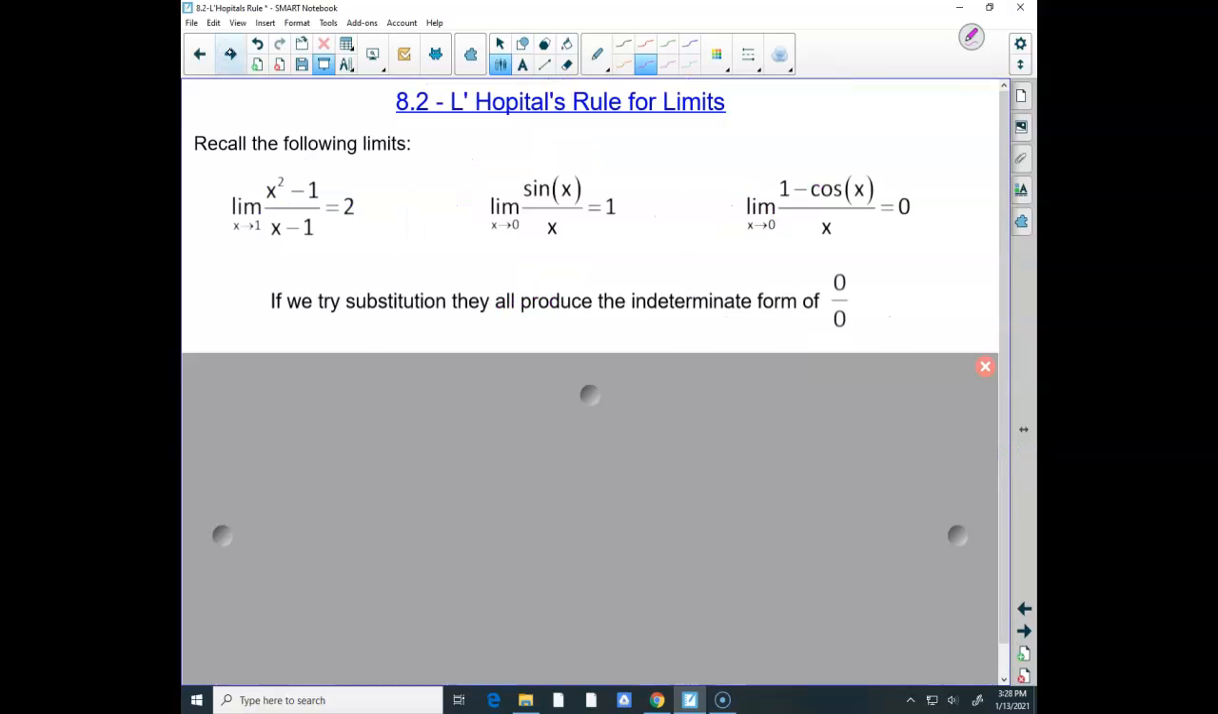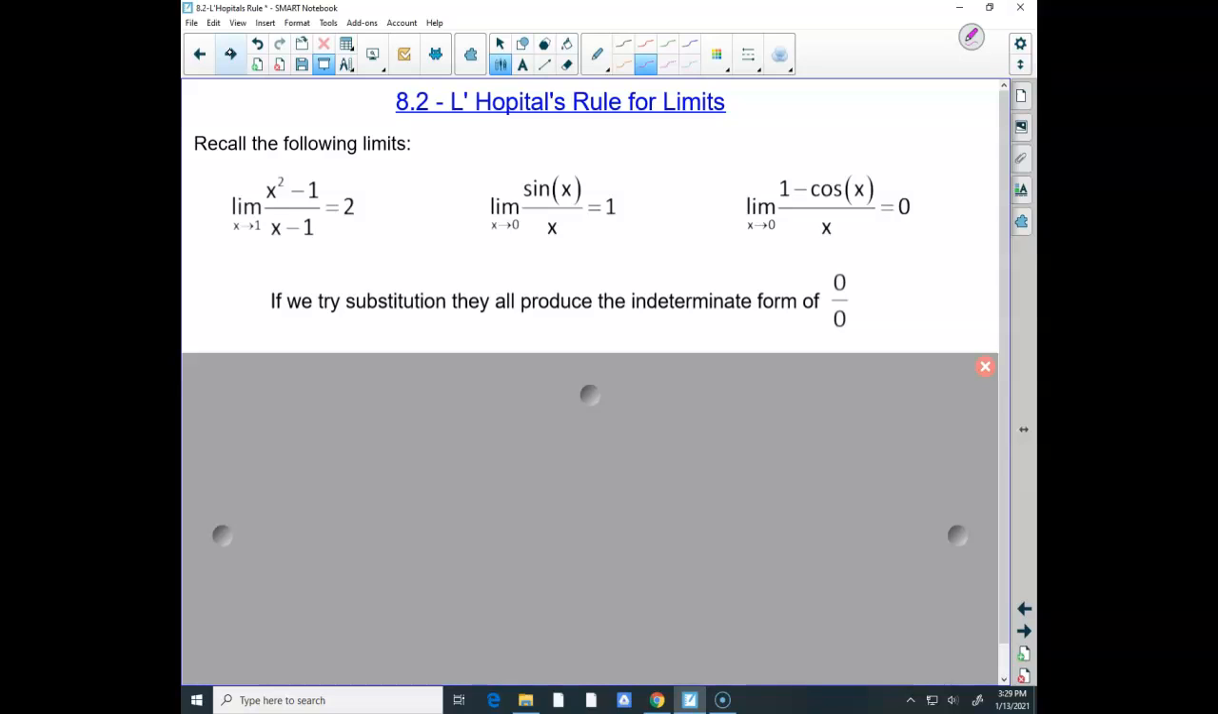Well, what we're doing here is we're jumping forward into 8.2. This is called L'Hopital's rule for limits. Now, why are we doing this now? Because this is our final application of limits that we're going to be doing, okay? And I'm going to do the whole thing today. And what we're going to do is recall the following limits, okay?